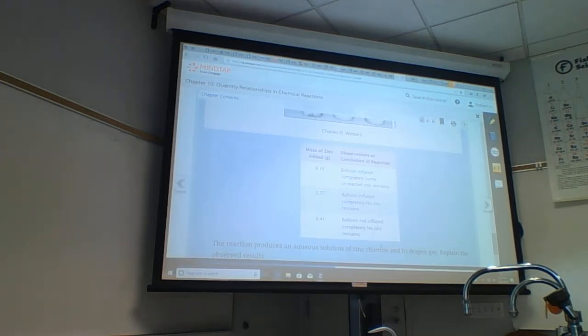When we have excess and limiting, one of these is an excess. And the limiting reactant is always consumed. And so limiting is completely consumed in the reaction, and the excess is left over.